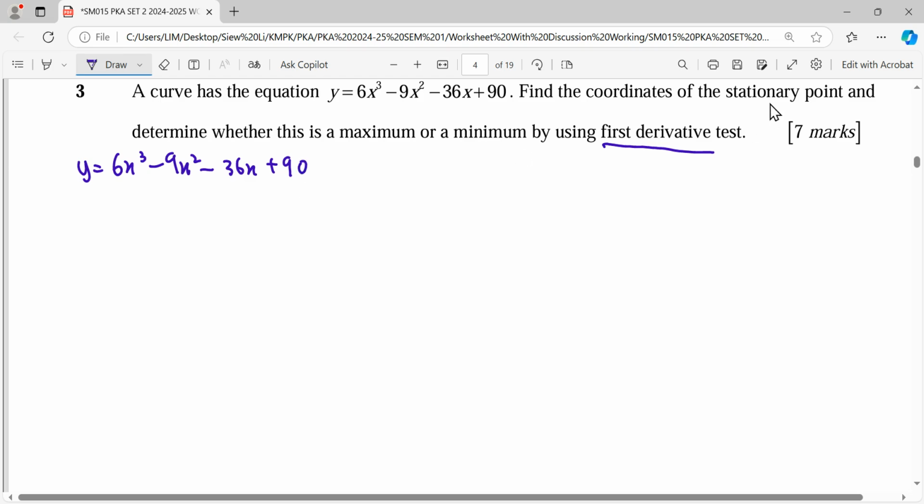And to get the stationary point, we need to differentiate y with respect to x. Power move to the front, power minus 1. And then we need to let this dy/dx equal to 0 to find out the critical numbers.